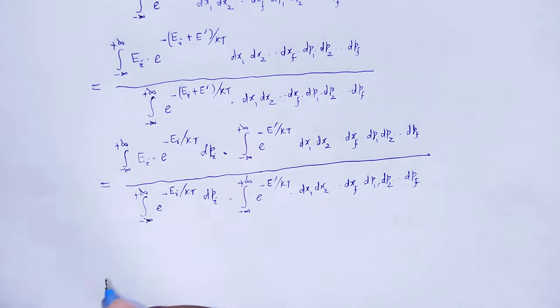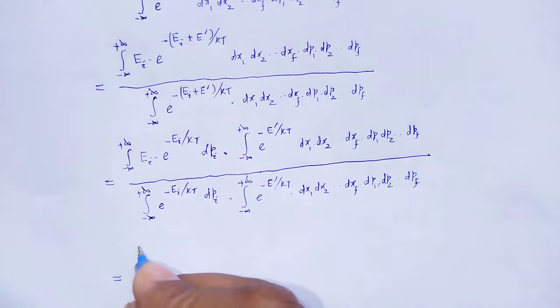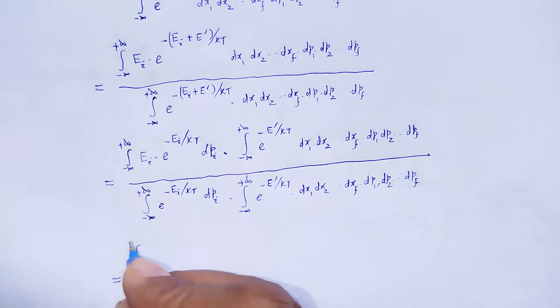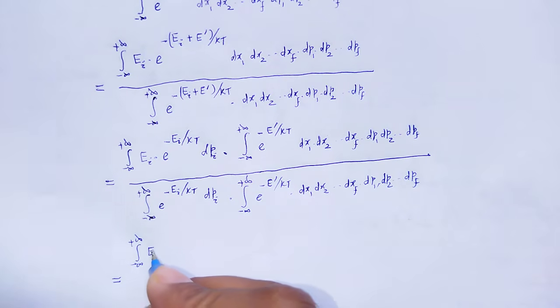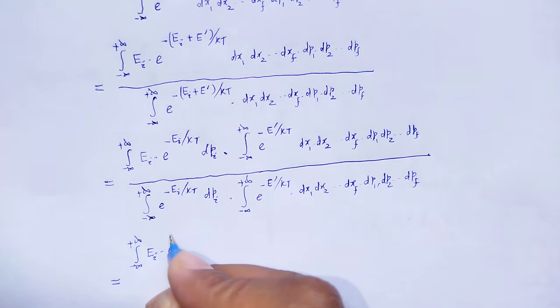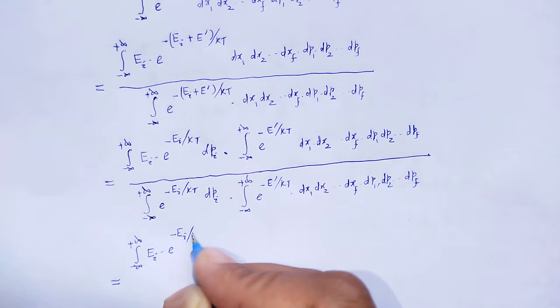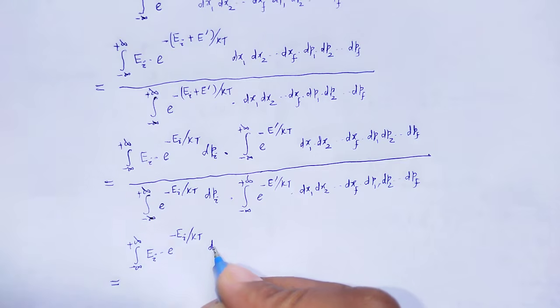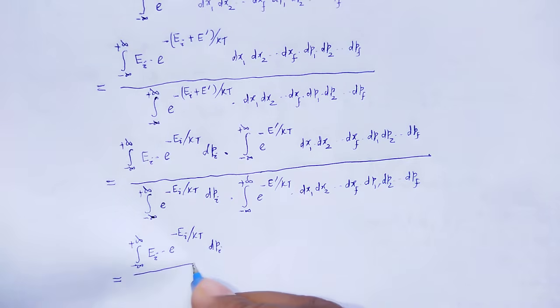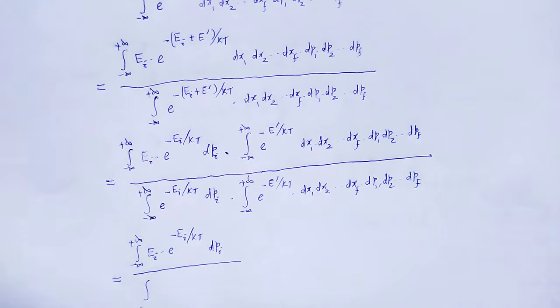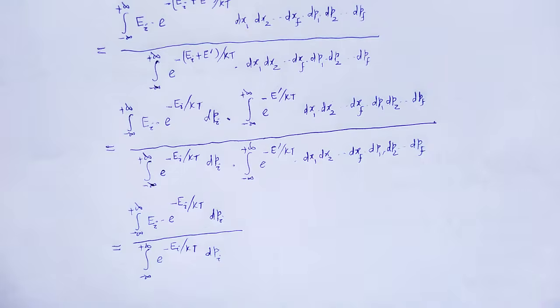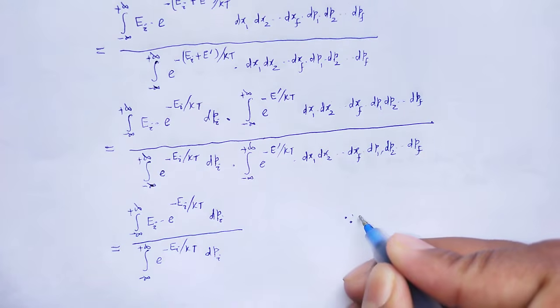So we obtain the integral minus infinity to plus infinity ei into e to the power minus ei divided by kt dpi divided by integration over minus infinity to plus infinity e to the power minus ei divided by kt with respect to dpi. Okay, now we substitute the value.